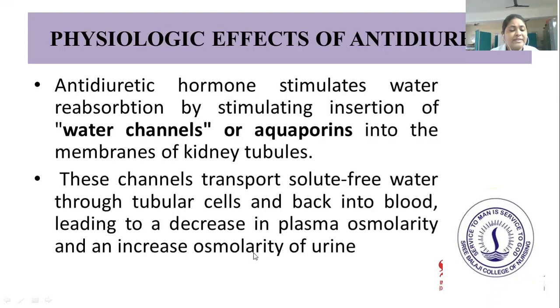Since in diabetes insipidus the patient will have an increased amount of urine formation, when the antidiuretic hormone acts in diabetes insipidus, the patient will automatically have a decreased amount of urine formation. That leads to a decrease in plasma osmolarity, and the osmolarity of the urine will become increased.